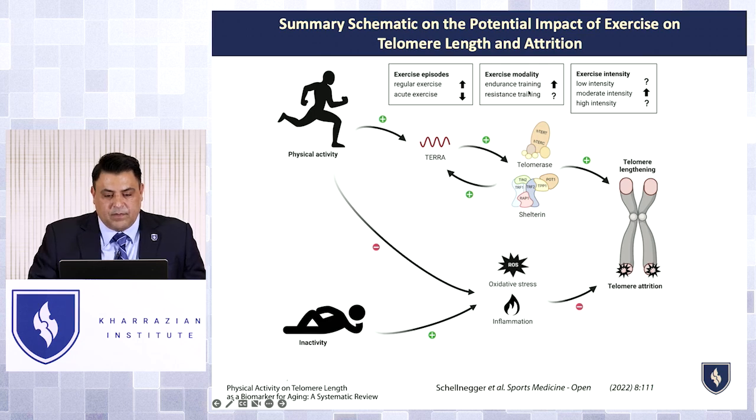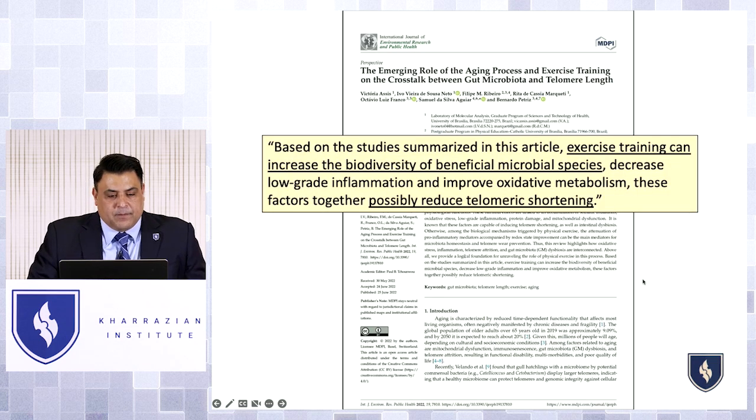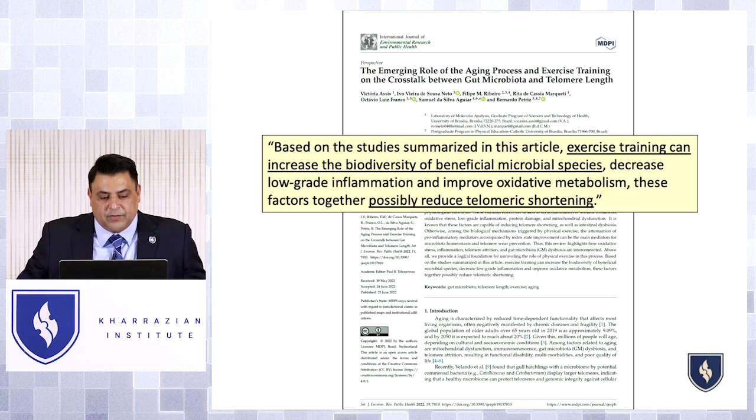You can look at the intensity levels. They have some impact. And then if they get inactivity, you turn on oxidative stress and inflammation, you have this telomere attrition. So this paper titled Emerging Role of Aging Process in Exercise Training and the Crosstalk Between Gut Microbiome Telomere Link was also very interesting. Based on studies summarized in this article, exercise training can increase biodiversity of beneficial microbial species, decrease low-grade inflammation, and improve oxidative metabolism. These factors together possibly reduce telomeric shortening.